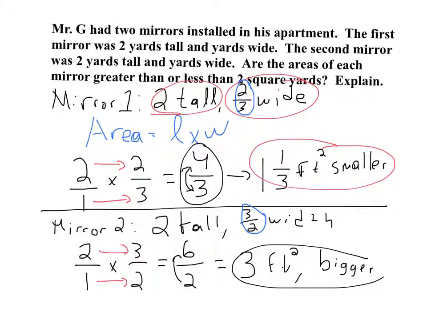than 2. So to summarize, when you multiply by a fraction that's smaller than 1, like we did for mirror 1, we end up with a product that is smaller. When you multiply by a number that is bigger than 1, like we did with 3/2, we end up with a product that is bigger than the first factor. And that's how you solve this problem.